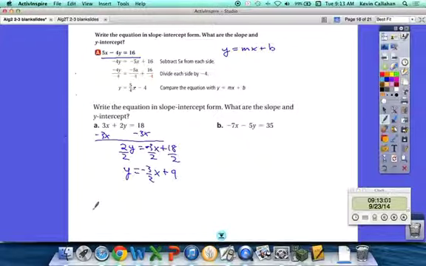There we go. Good job. Good. What was the slope? -7 over 5. And what is the y-intercept? -7. -7. Okay.